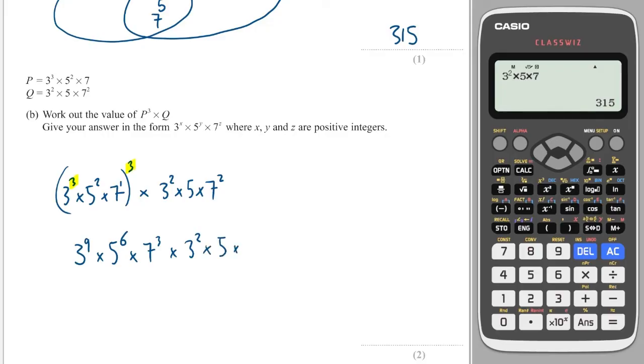Okay, great. And now I can collect up the 3's. So I have to the 9 and to the 2. And when I multiply, I add the powers. So it's 3 to the 11. And the 5's, that is 6 and 1. So add those, gives me 5 to the 7. And finally the 7's, 3 and 2, which gives me 7 to the 5.